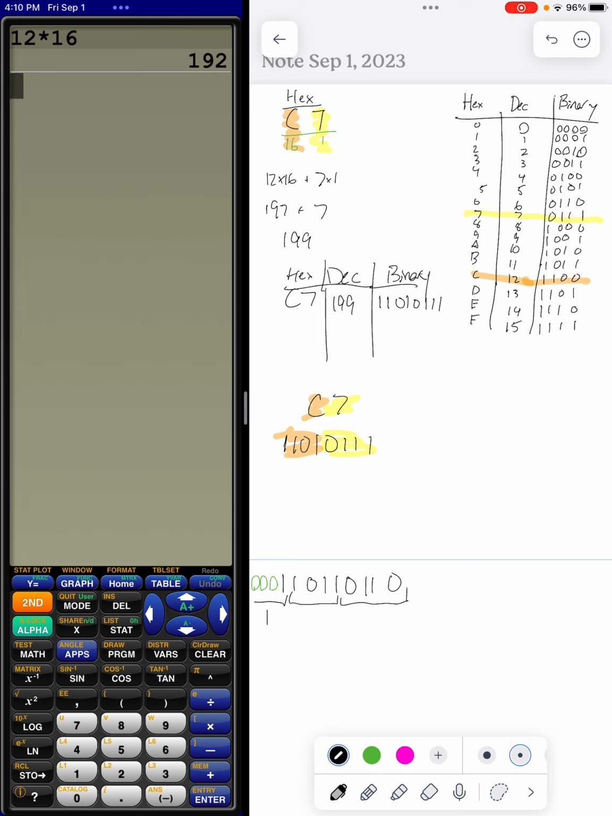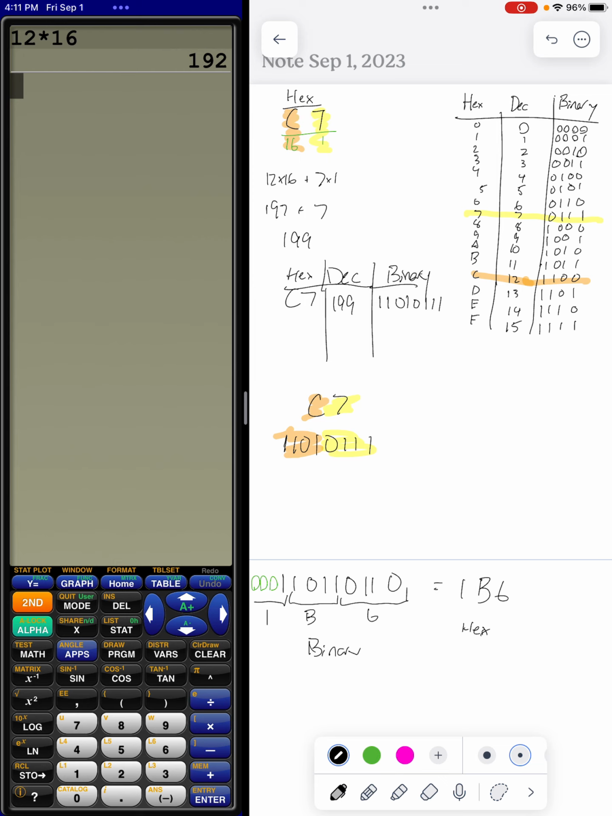1011. If we're good at our binary, we see that that's 11. You can also just look at the chart, and that is represented by the letter B, which really means 11. And then our last bit, 0110, well, that is simply 6. So the number 110110 is really 1B6 in hex. So binary to hex is just like that.